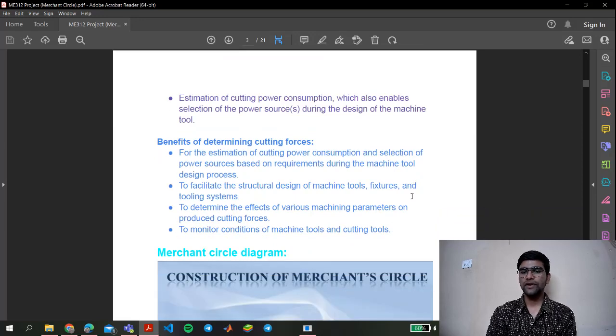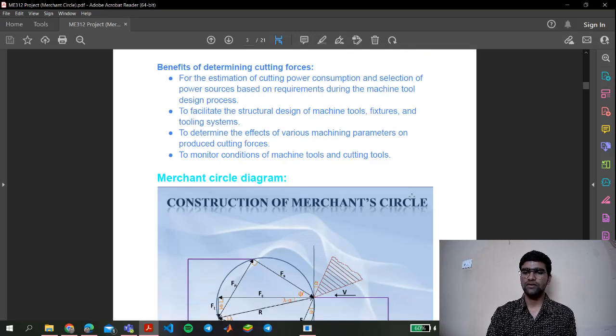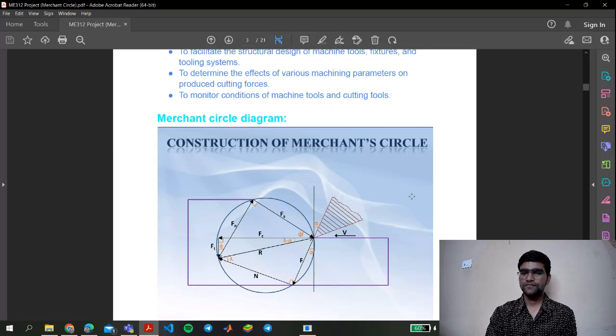And what are the benefits of knowing the cutting forces beforehand? For estimating cutting power consumption, for designing our machine tool fixtures and tooling system, to determine the effects of various machining parameters on the produced cutting forces, and to monitor the conditions of the tools and the cutting machines.